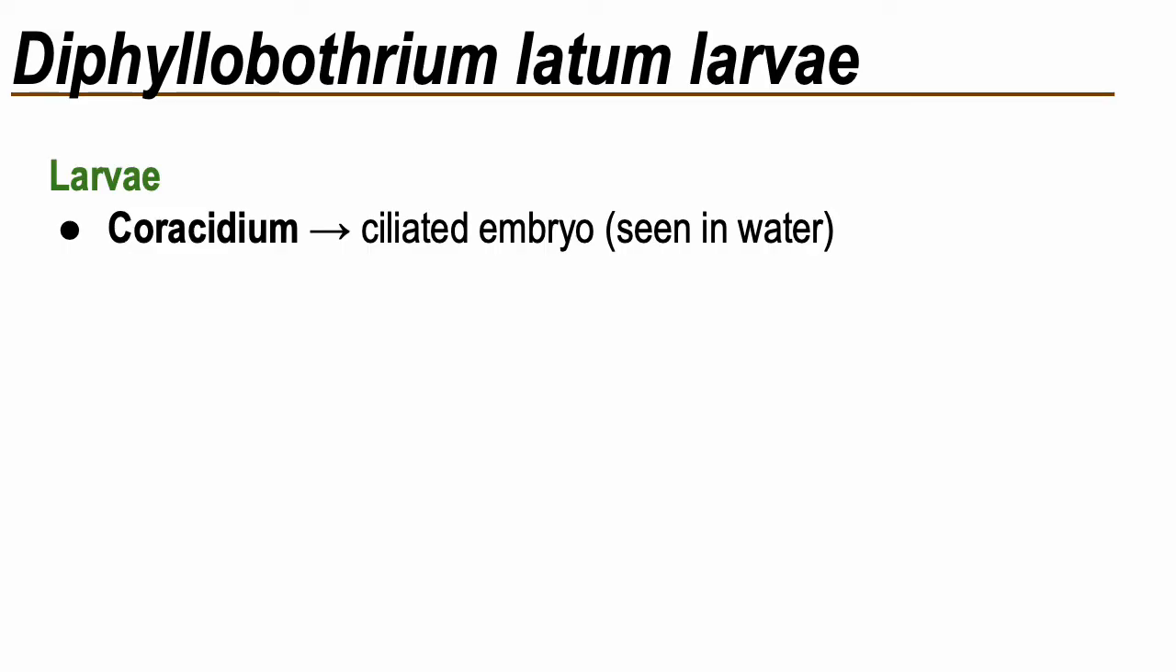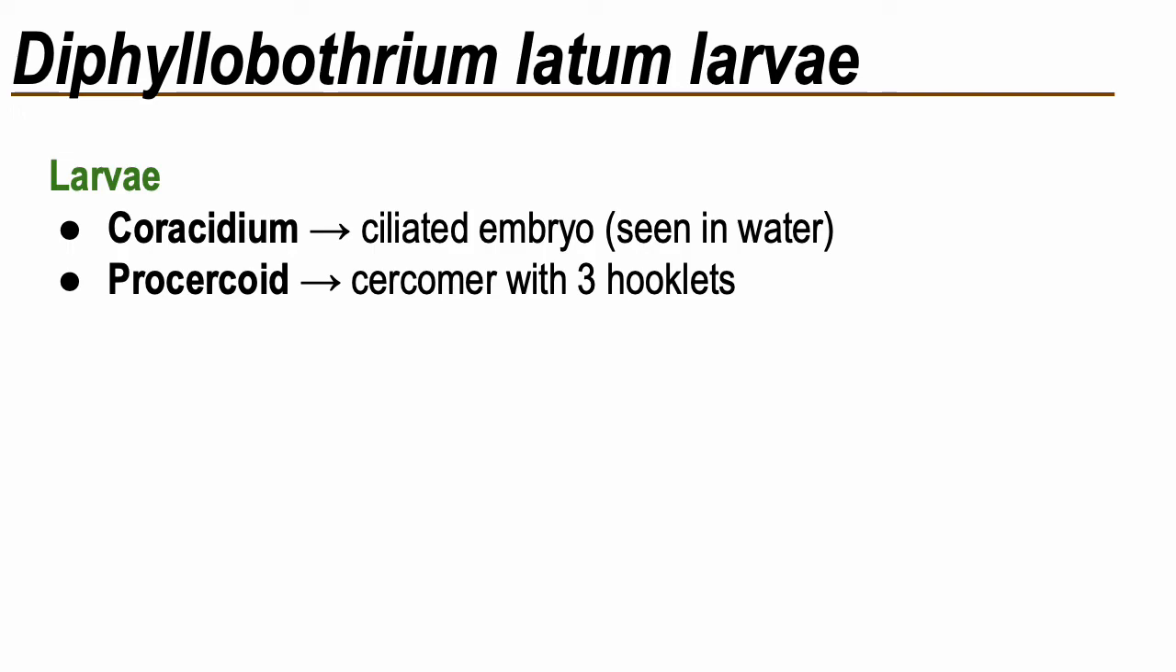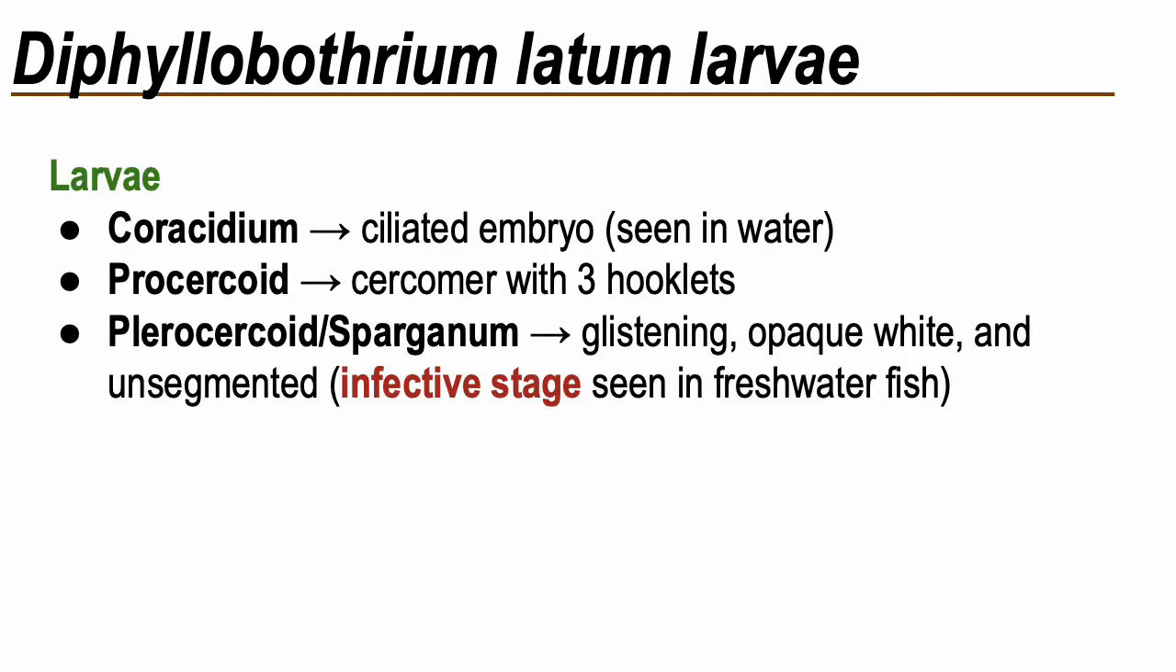So inside the cyclops, coracidium will develop to become the procercoid, and this particular larval stage contains the attachment organ called the cercomer. So this attachment organ contains 3 hooklets. So the cycle will continue once the procercoid inside the cyclops is ingested by a marine animal, usually a freshwater fish. So inside the freshwater fish, this will develop to become the plerocercoid or the sparganum. So according to Belisario, this type of larval stage are glistening, opaque white, and unsegmented.